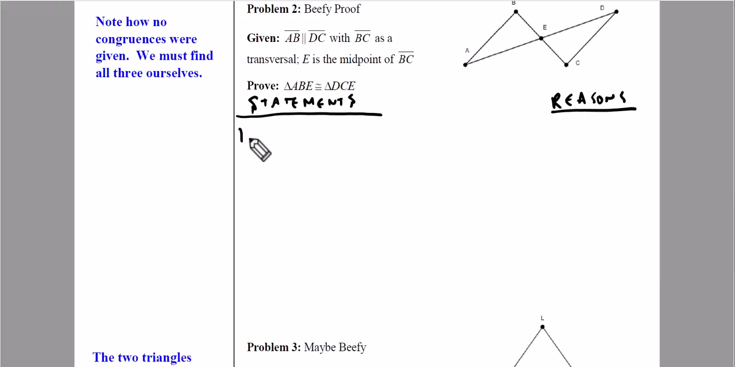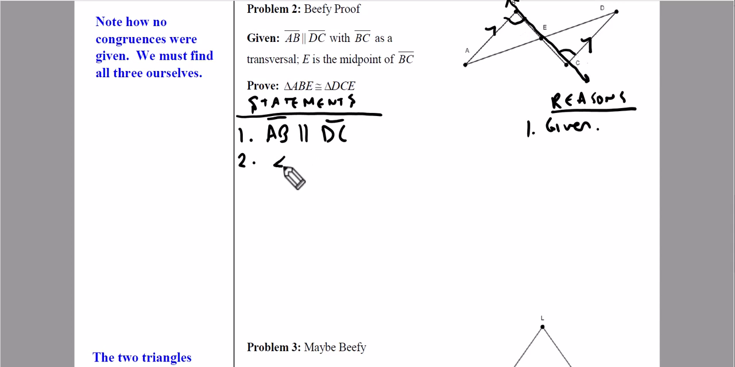So let's take this one at a time. If AB is parallel to DC, it doesn't mean that they're congruent. It means that they're parallel. But if BC is a transversal, then that means this and this angle are alternate interior angles. And if they're alternate interior angles, that means that they're congruent. So that means angle B is congruent to angle C, and that's because alternate interior angles are congruent. Okay, and that's nice because that gives me a pair of angles.